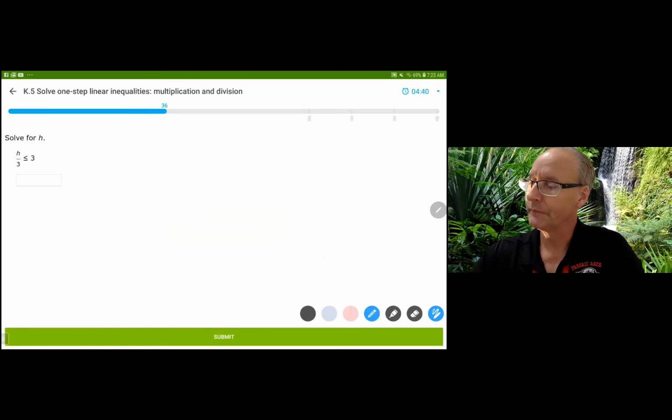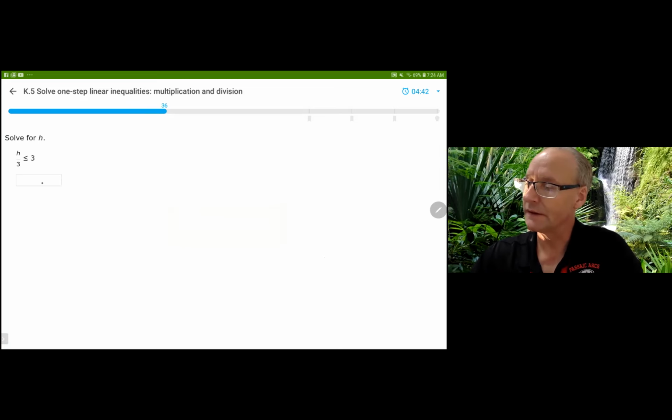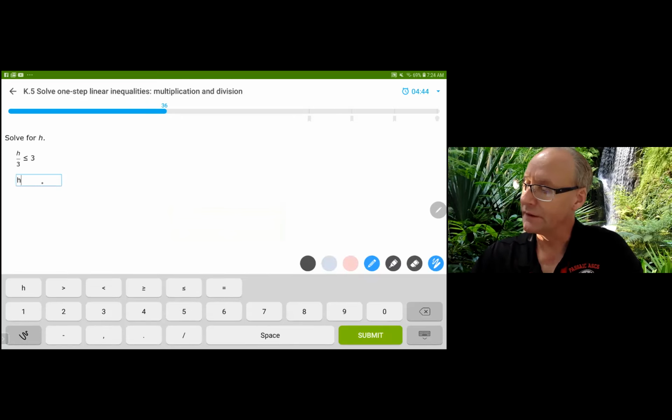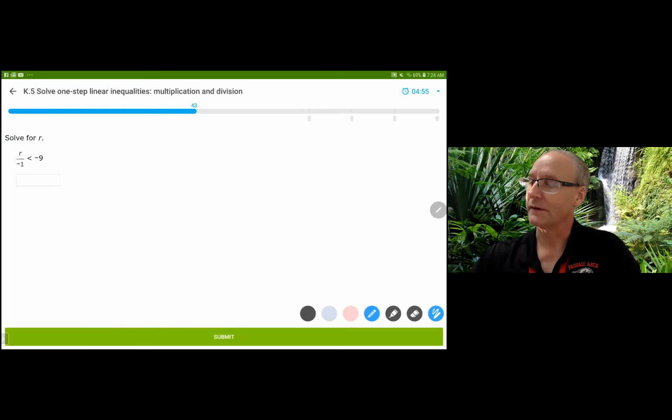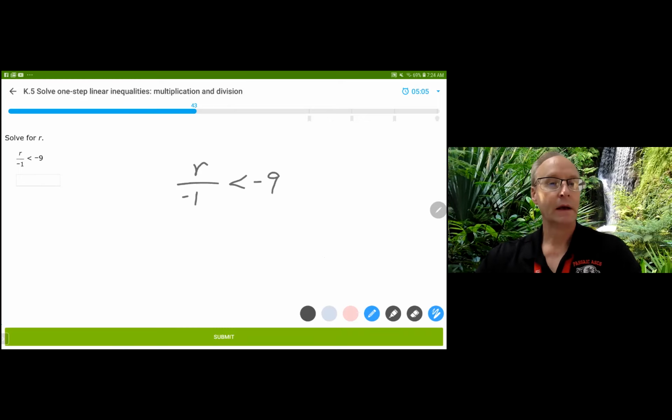And going to multiply by 3 on both sides. H is less than or equal to 9. I think we did that one before. And now we've got it. Okay, so now we've got a little problem, and I really want you to understand. And it's not hard to understand if I show you something.